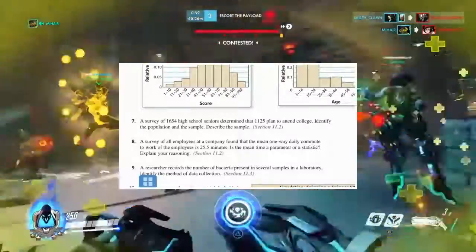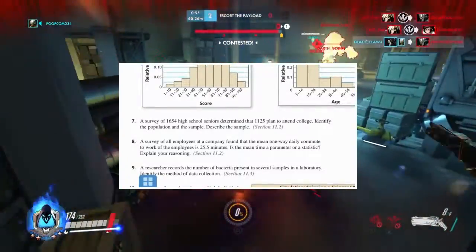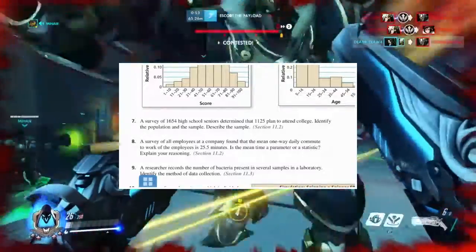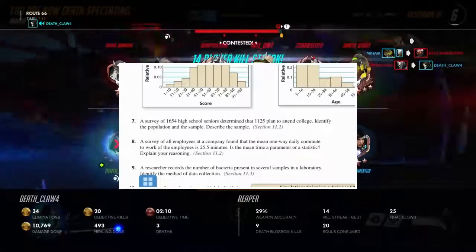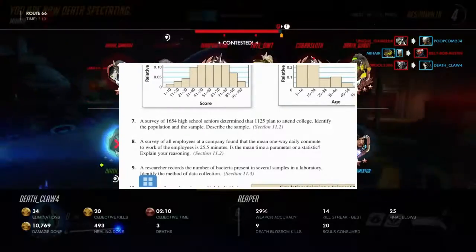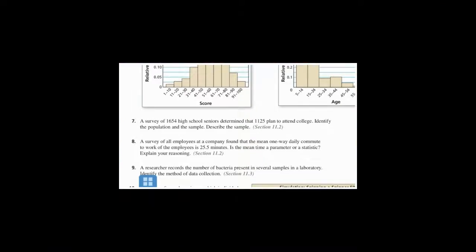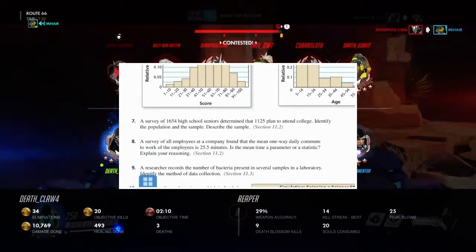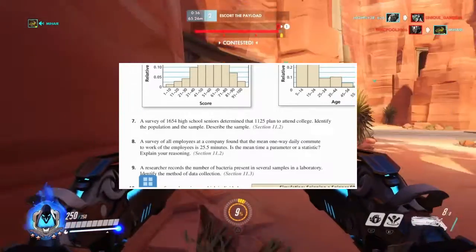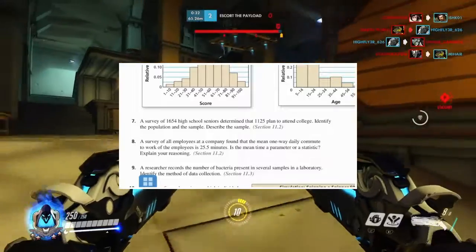Okay, so it's been about a minute for number 7. What you're gonna want to do here is, you have a survey of 1654 high school seniors that determines that 1125 plan to attend college. The population would be all seniors, right? That'd be the goal. The population would be all seniors.